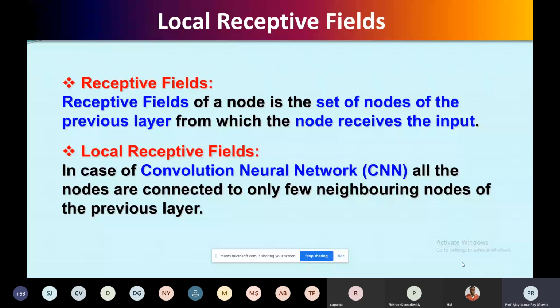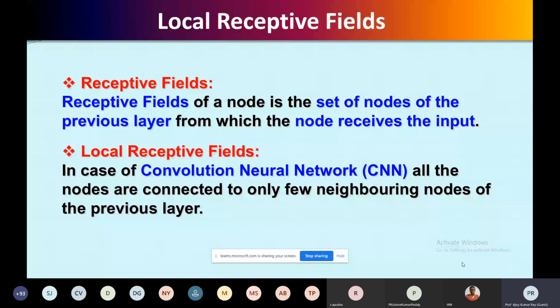Let's now see, unlike in the previous case where every neuron was connected with every other neuron, this is known as receptive fields or local receptive fields. In case of convolution neural network, all the nodes are not connected to all the nodes of the neural network. But each node is connected to only a few neighboring nodes of the previous layer. So this is very important.